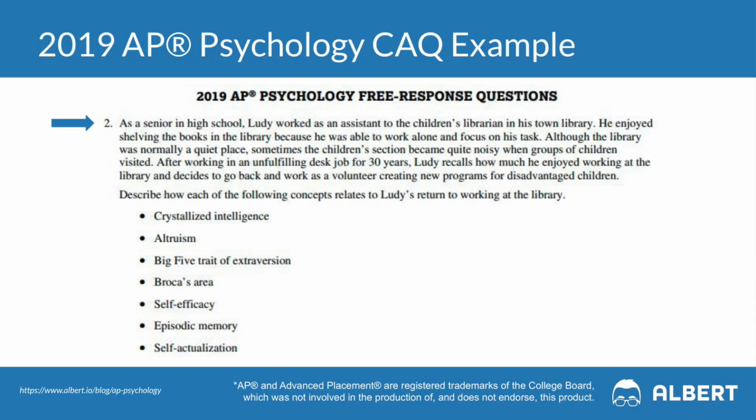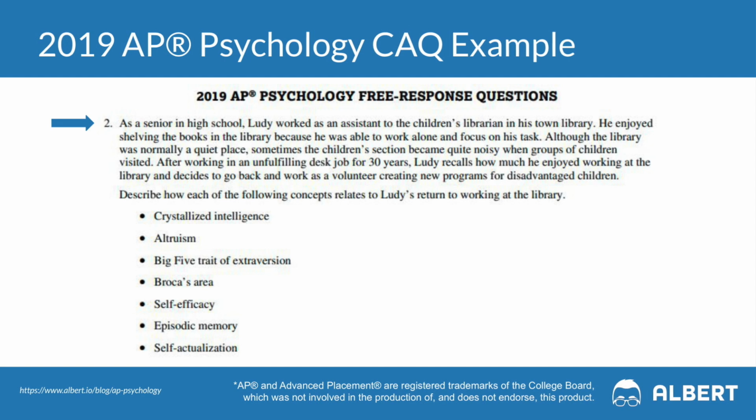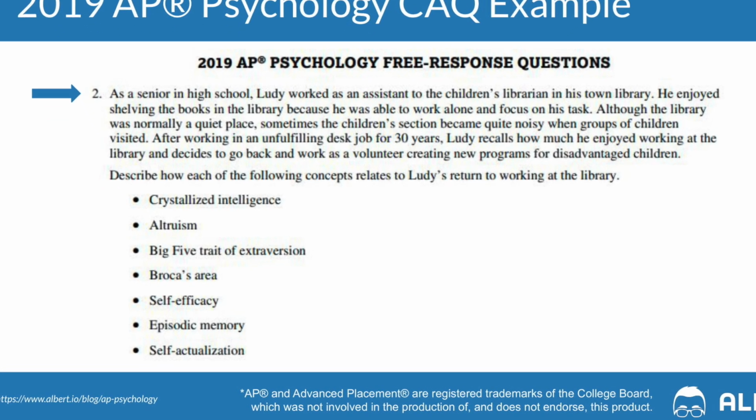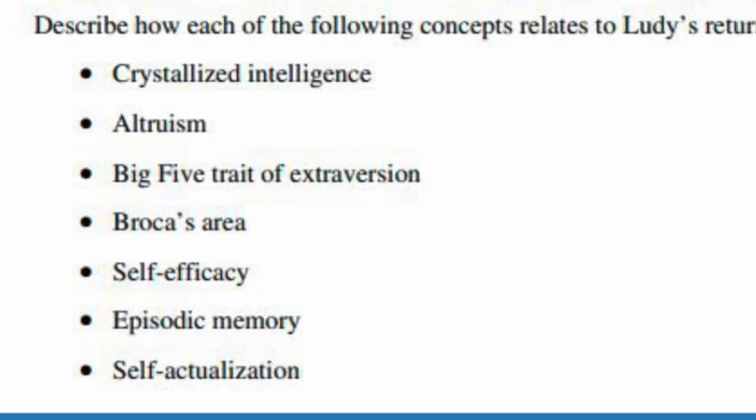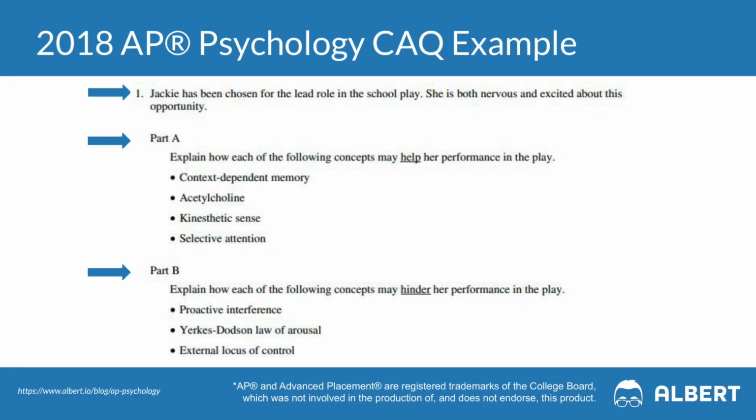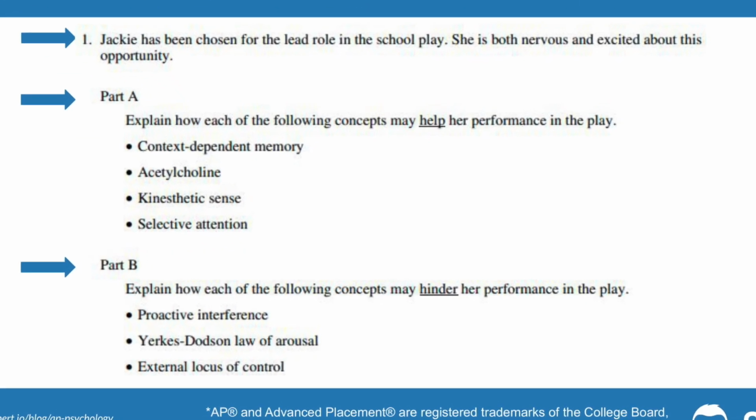As you can see here on the screen, what we're showing are 2 concept application questions from the 2019 and 2018 FRQs. In these questions, it's very common for there to be a paragraph in which the scenario is explained, followed by the definitions or key concepts that are being asked of the student to demonstrate their understanding of. So in this first question, the 2019, we have to demonstrate that we know things like what altruism is, what Broca's area does, self-efficacy, and so on. And then in the 2018 question, we're being asked to look into things such as context-dependent memory, as well as selective attention.